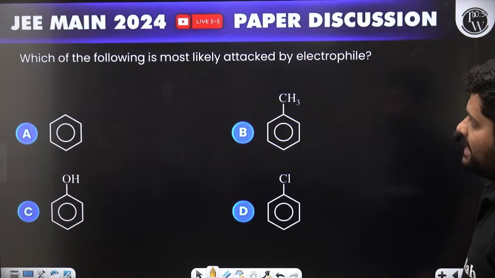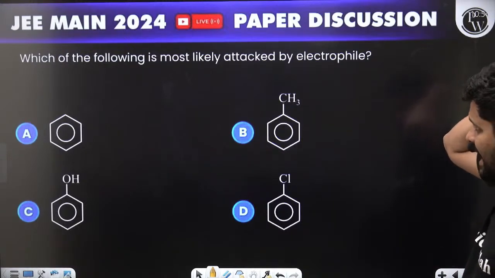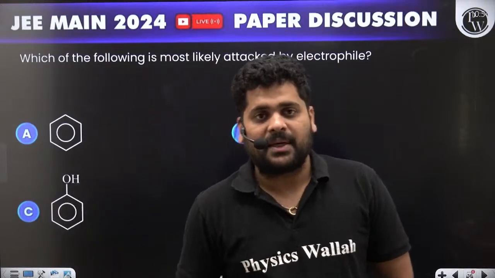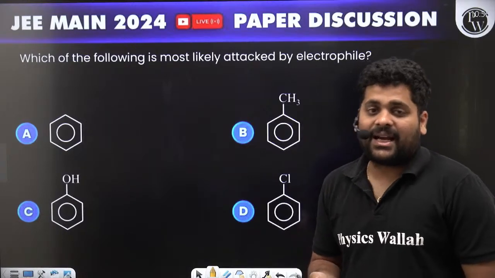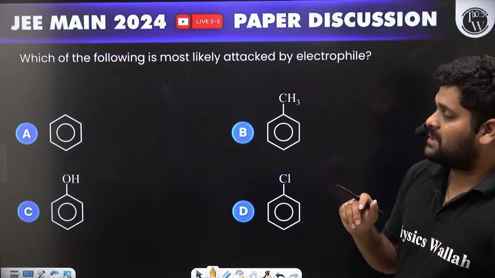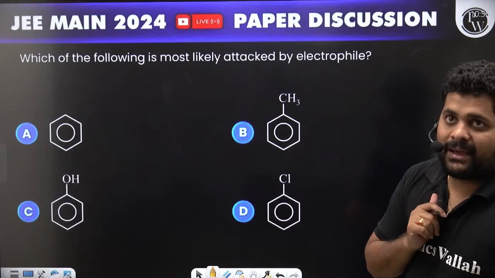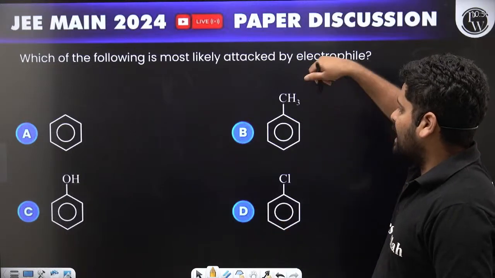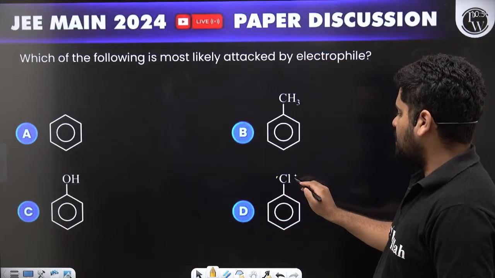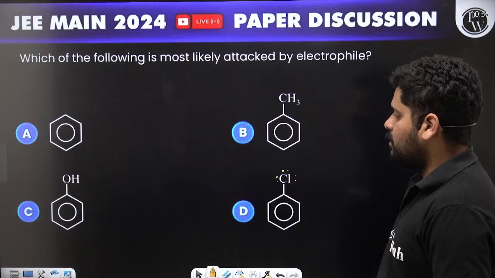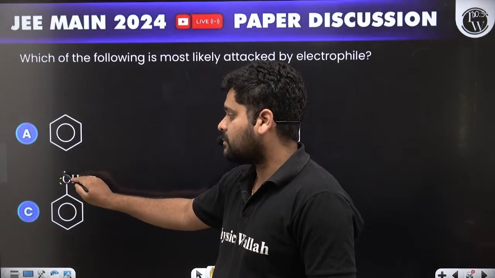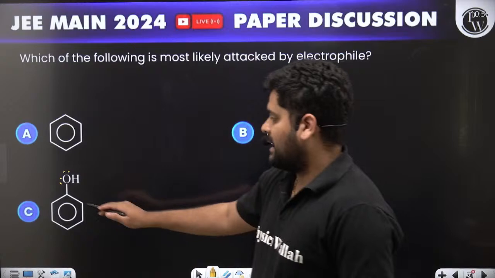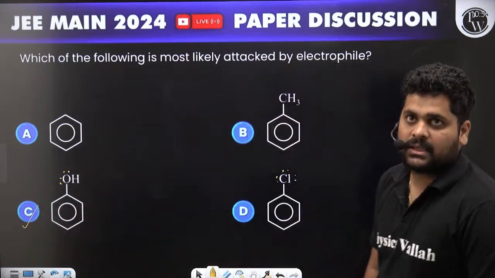Okay. Now, next, which of the following is most likely attacked by an electrophile? So when an electrophile has to attack a particular carbon, that carbon has to be electron rich, right? So there should be a presence of plus M group to make the benzene ring electron rich. There is no plus M group over here, right? This would show hyperconjugation. Chlorine obviously has 3 lone pairs, and oxygen also has 2 lone pairs. This activates the benzene ring more. So the correct answer for this question is going to be option C.